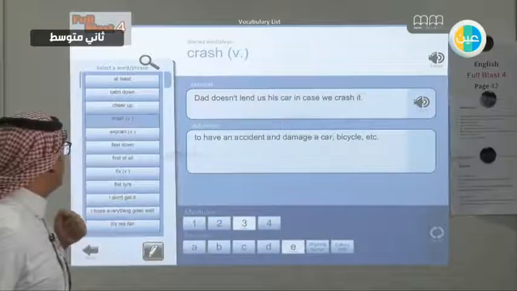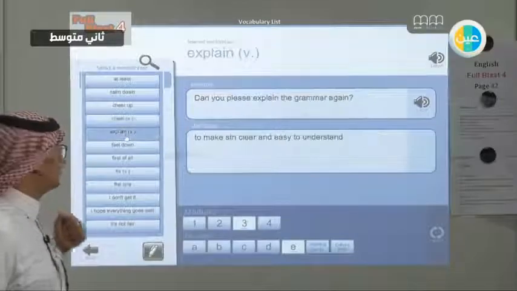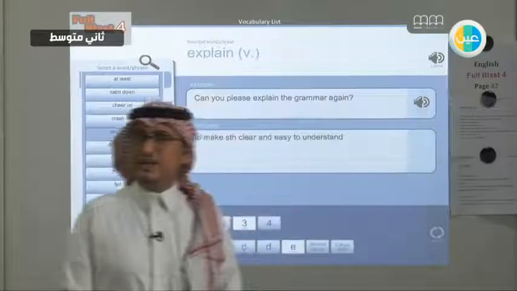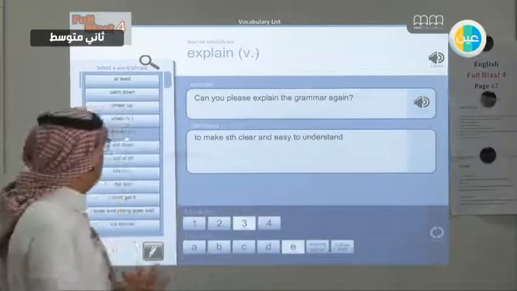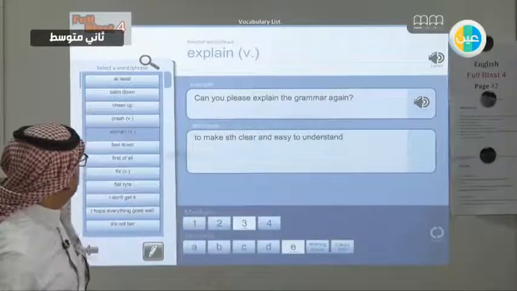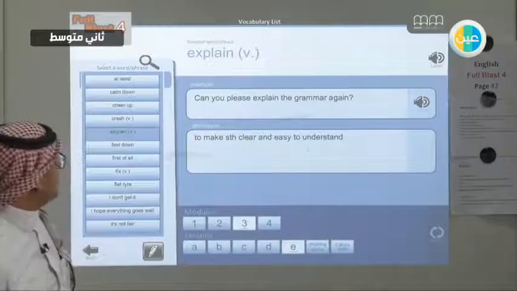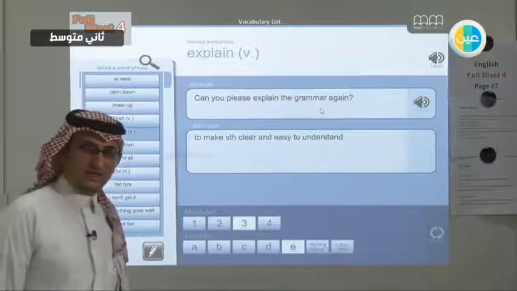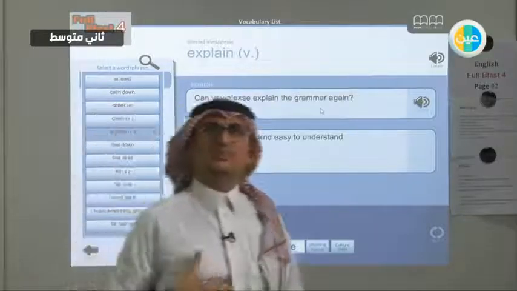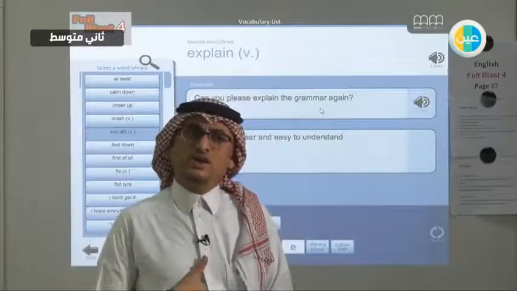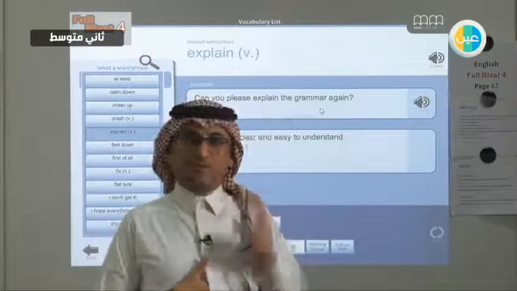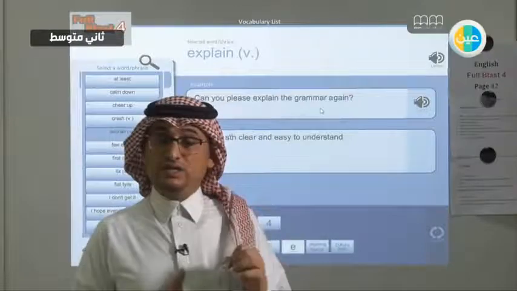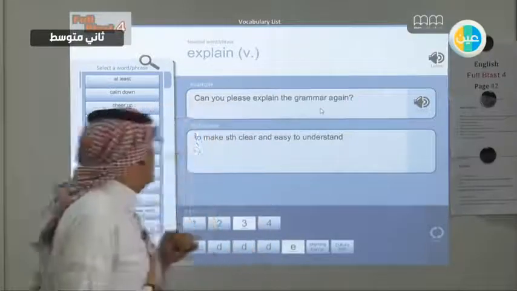Now explain. I'm trying to explain the meaning of these words. Explain, to show, to clarify, to make something clear and easy to understand. Can you please explain the grammar again? You ask your teacher. If you have confusion about something, okay, you will ask him for more clarity, okay, to be done.